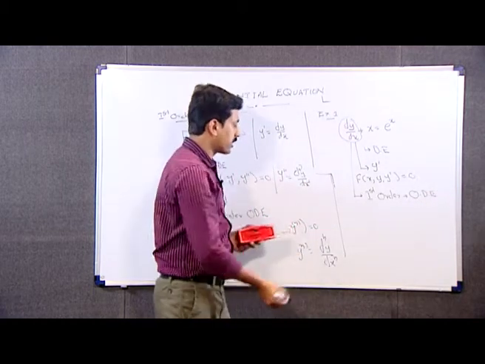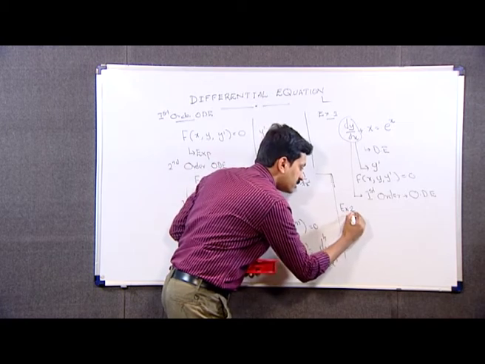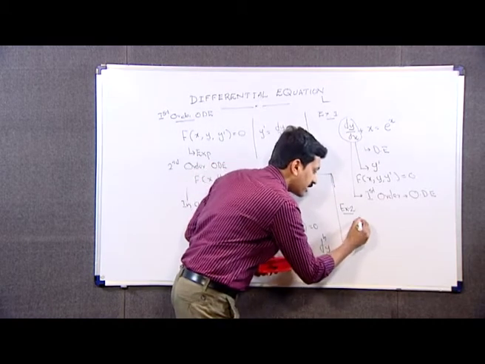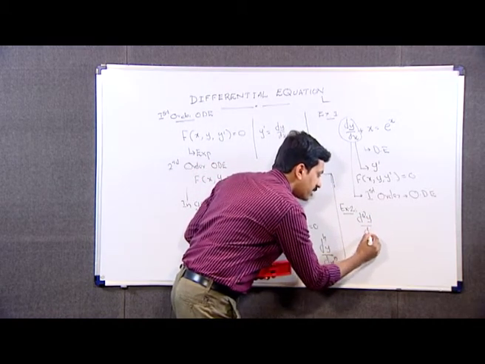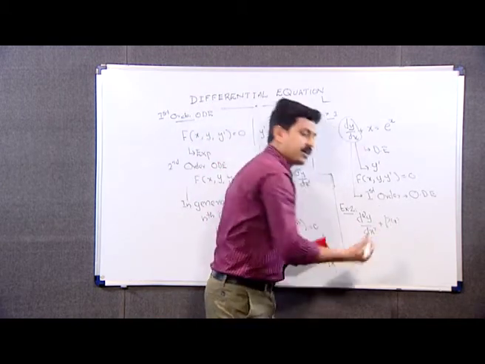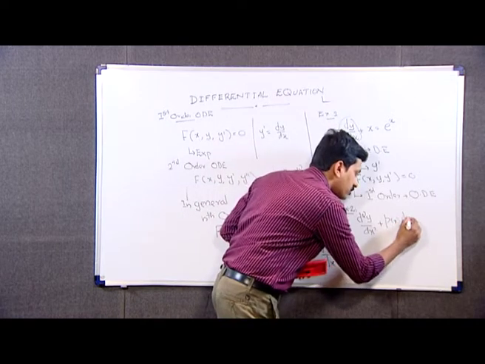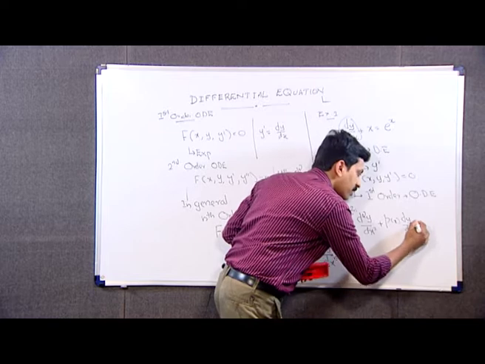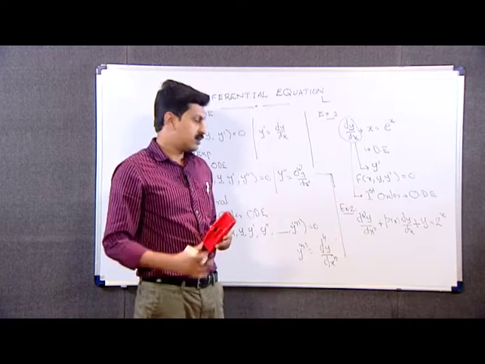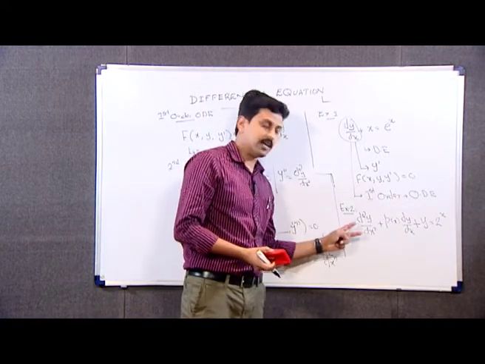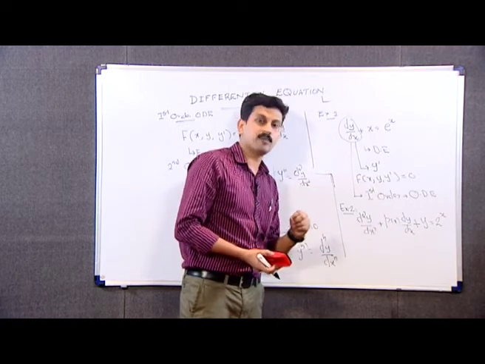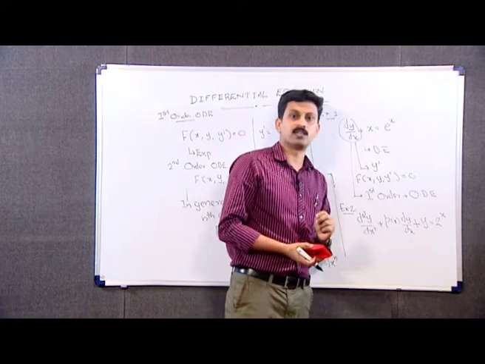And as well as we can come to another example, that is example 2. Example 2 I am representing as d square y by dx square plus p of x, any function in x, into dy by dx plus y equal to 2 raised to x. In this equation there is d square y by dx square, dy by dx, y, and some functions in x are involved.